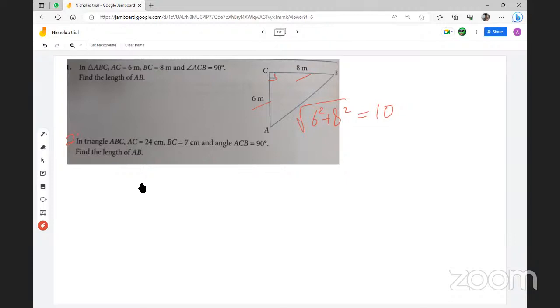For number 2, yeah. AC is 24 and BC is... Share it. All right, there's some drawing here. Oh, okay. I didn't have my calculator with me yet. I'll tell you. This one, no problem.